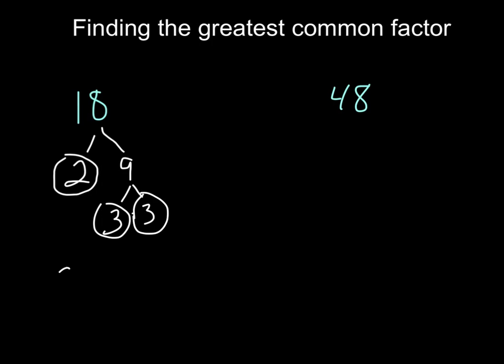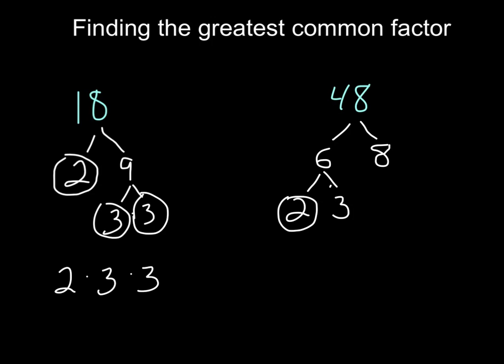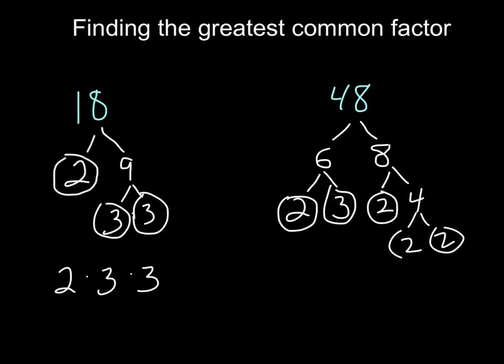So now I write those prime factors down here, 2 times 3 times 3, and now I move on to the 48. So I know that 6 times 8 gives me 48. Neither of those are prime, so I can break both of those down. 6 becomes 2 times 3. Those are both prime. I circle them. 8 would be 2 times 4. 2 is prime. I'll circle it. And 4 is 2 times 2, so I circle both of those. So my prime factors for 48 are 2 times 2 times 2 times 2 times 3.